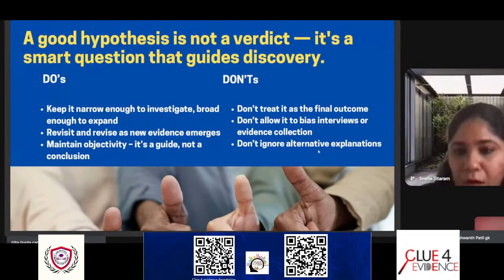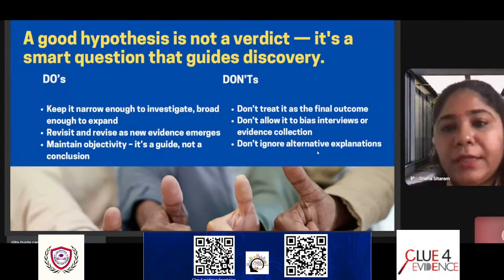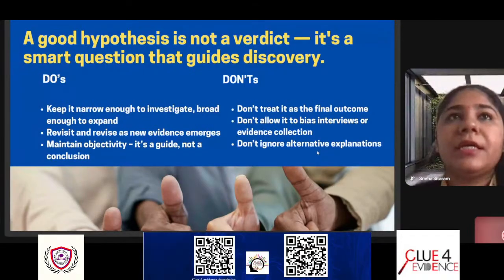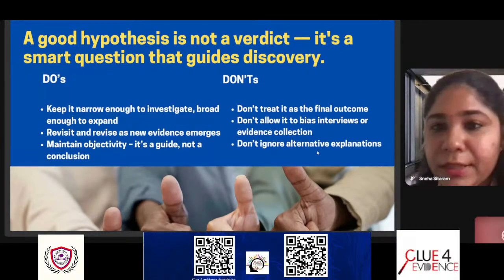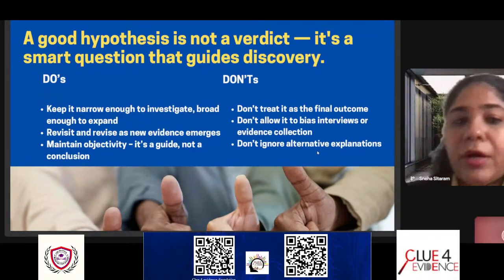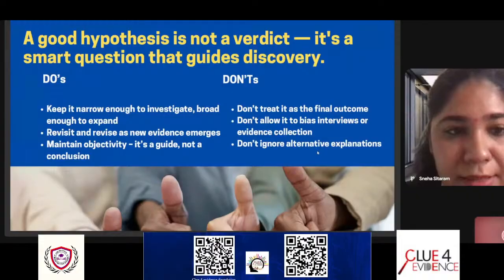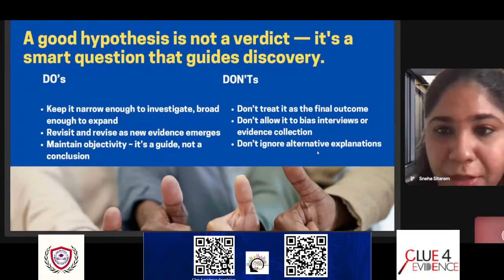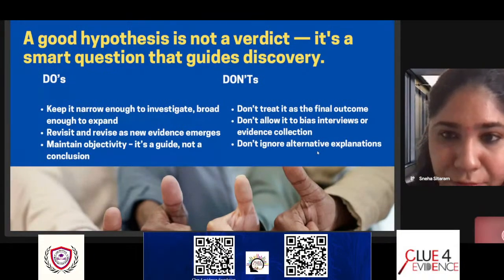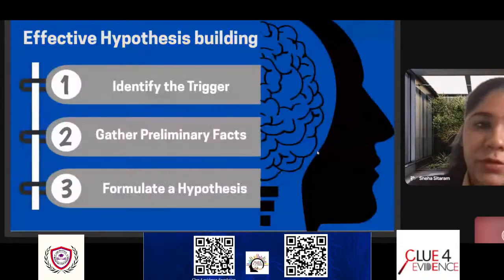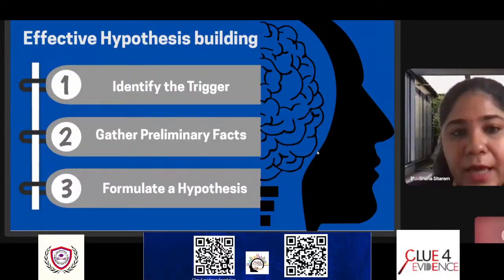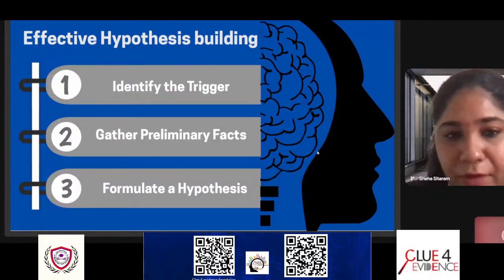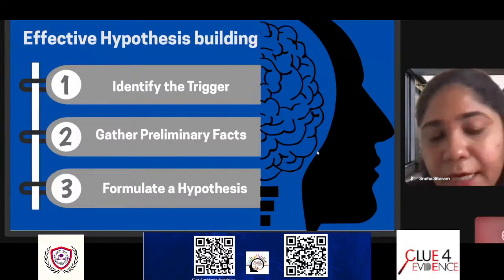Okay. So Benford's law in these kinds of cases is where you will have to see what is more important. So when you get to the next slide, I can explain it much better. Yeah, so these are effective hypothesis building, and how we gather the preliminary facts and formulate a hypothesis. Next slide.